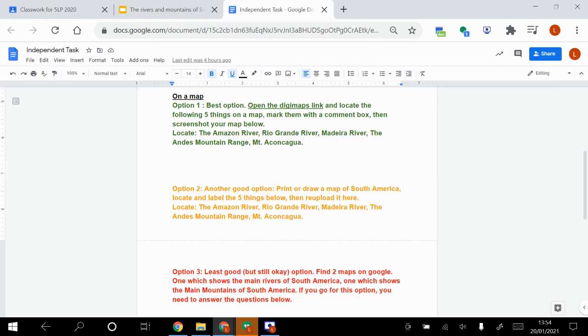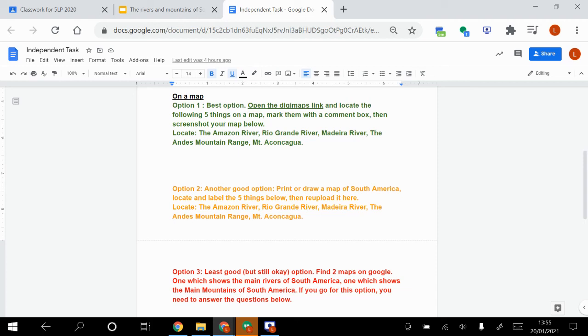You only need to do one of these sections. I've had to break it up, and I will explain the reasons why now. The first option is the one I would like you to do if you can. This is the best option. It involves going onto Digimaps. You can click the link for Digimaps here on the document and use the login details from the instructions of this assignment.